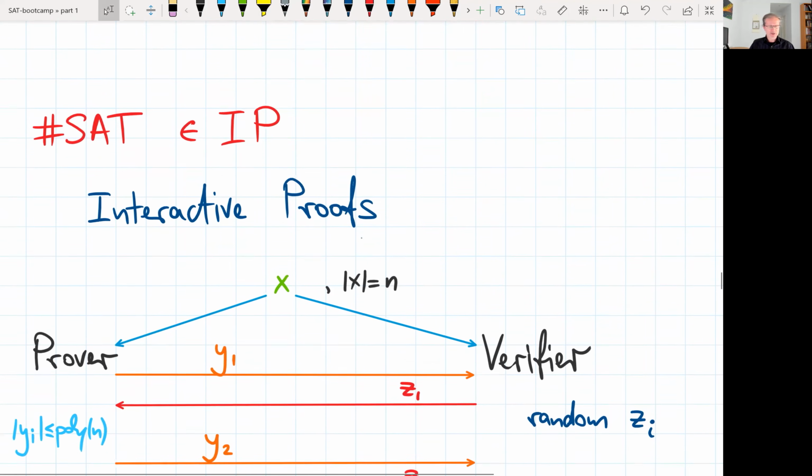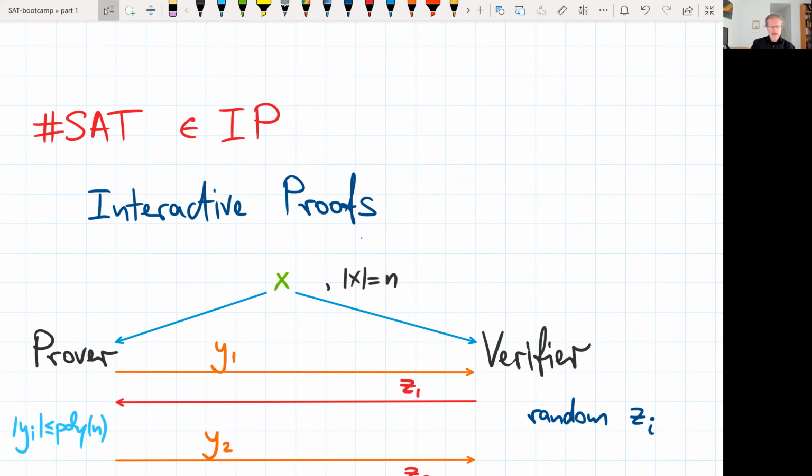Great, so what else can we say about #SAT? Well, #SAT is a very interesting problem. On the one hand, it's very hard, as we saw. On the other hand, it does have some kind of notion of efficient provability associated with it. So #SAT can be shown to have so-called interactive proofs. So let me talk about interactive proofs for a moment.